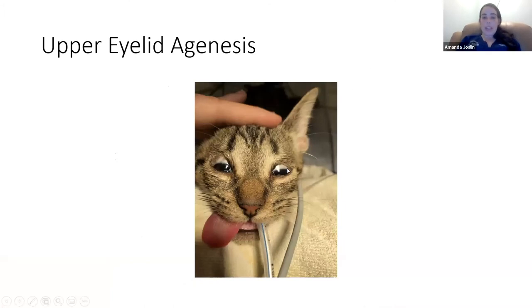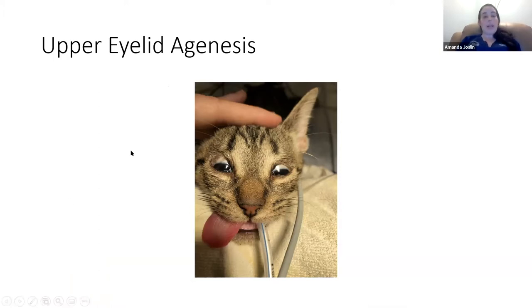This picture is upper eyelid agenesis. So we see it probably most commonly in our shelter cats when they're really young, they come in. They're missing typically the temporal part of the upper eyelid, can be anywhere from 80% or less of the eyelid affected. The issue with this is that you get the trichiasis rubbing on the eye and the chronic exposure keratitis or inflammation of the eye.